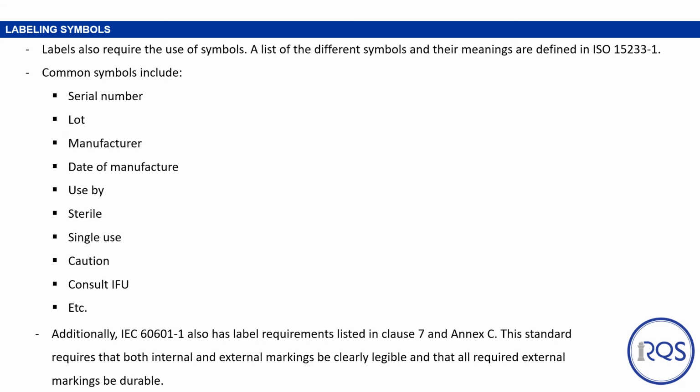Labels also require the use of different symbols. A list of these symbols and their meanings are defined in ISO 15233-1. Common symbols include serial number, lot, manufacturer, date of manufacturer, used by, sterile, single use, caution, consult IFU, etc. Additionally, IEC 60601-1 also has label requirements listed in Clause 7 and Annex C. This requires both internal and external markings be clearly legible and that all external markings are durable. This is mainly for electronic devices.